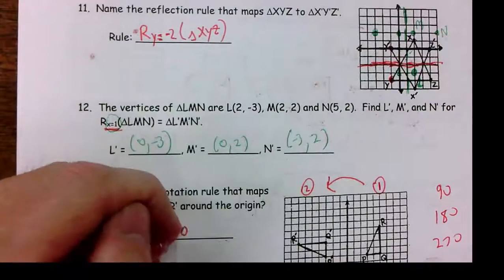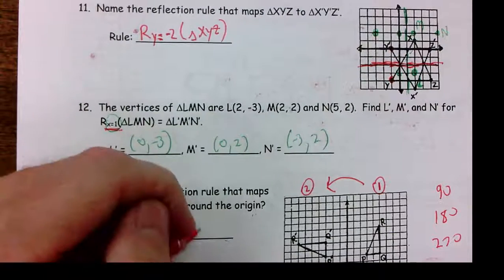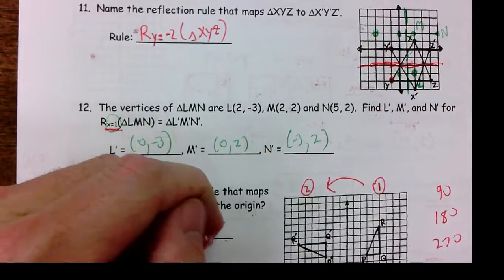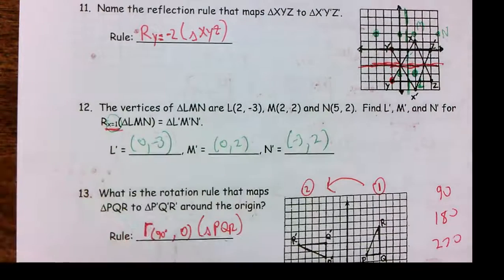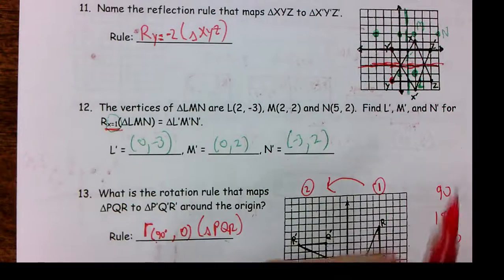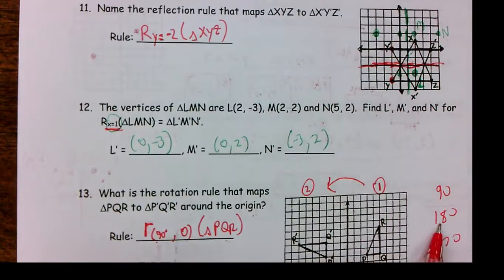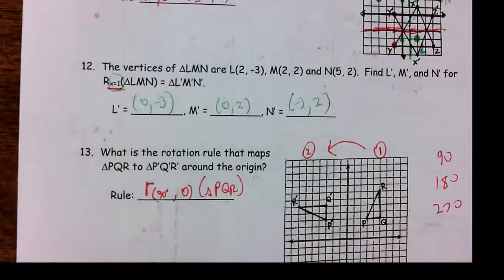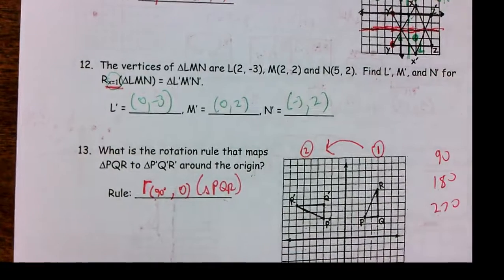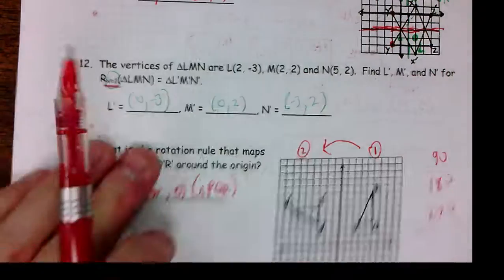And of course it's going around the origin. And that's triangle PQR. Again, I say 90 degrees because it went one quadrant. Two quadrants would take me 180 degrees, and three quadrants 270 degrees. I could always check that by checking one of the points to see if it is 90 degrees, but I think that rule's a pretty good rule for you right now.